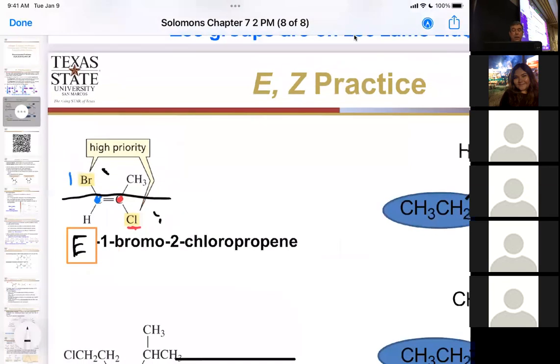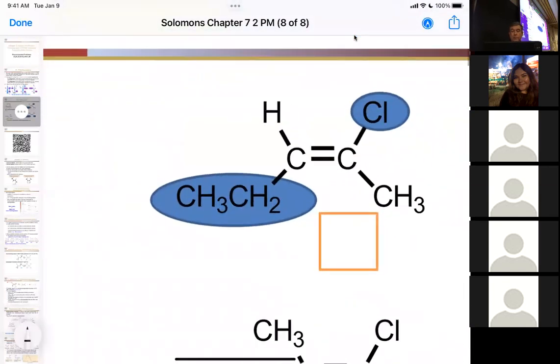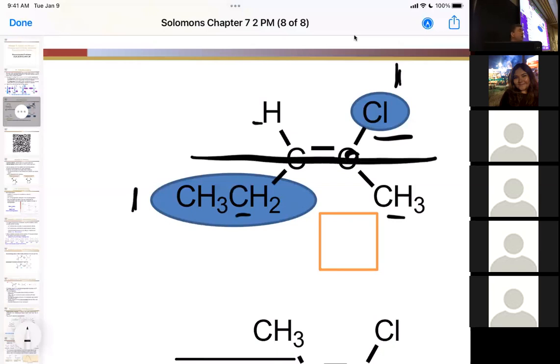Let's look at this one here. On this side of the molecule, we have chlorine versus carbon. So that makes this our number 1 priority. We have carbon versus hydrogen. So this is our number 1 priority. Draw our line. They're on the opposite sides of that line. So they are E.